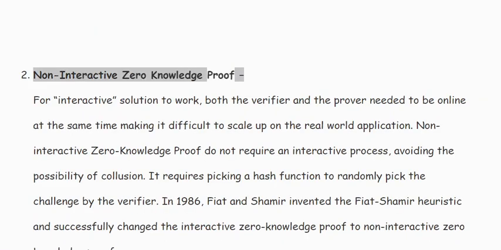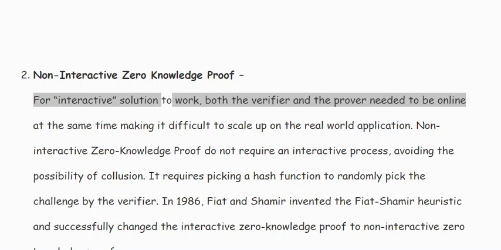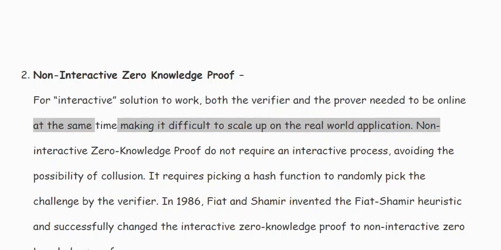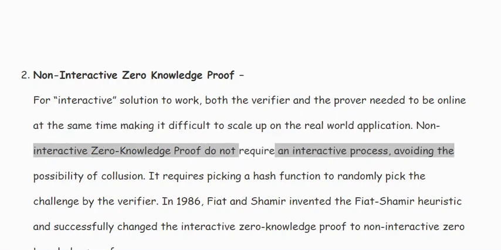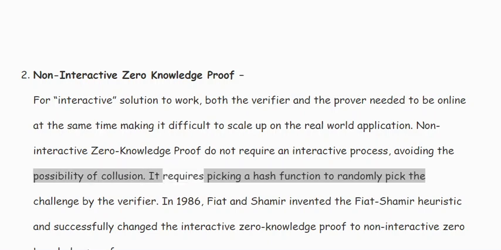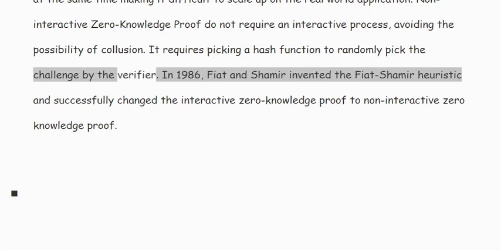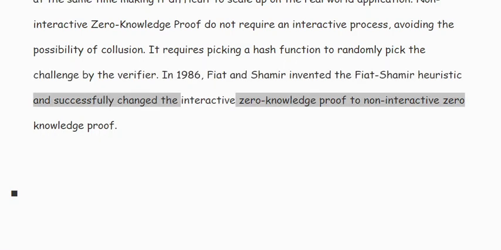Non-interactive zero-knowledge proof. For the interactive solution to work, both the verifier and the prover need to be online at the same time, making it difficult to scale up in real-world applications. Non-interactive zero-knowledge proofs do not require an interactive process, avoiding the possibility of collusion. It requires picking a hash function to randomly pick the challenge by the verifier. In 1986, Fiat and Shamir invented the Fiat-Shamir heuristic and successfully changed the interactive zero-knowledge proof to non-interactive zero-knowledge proof.